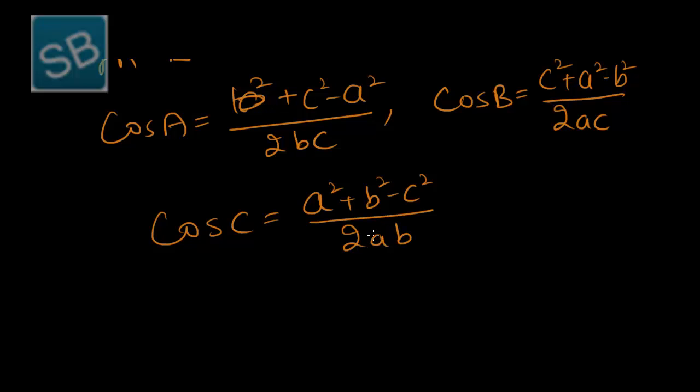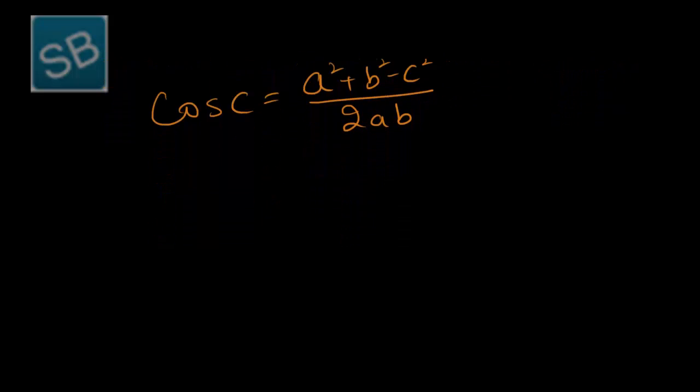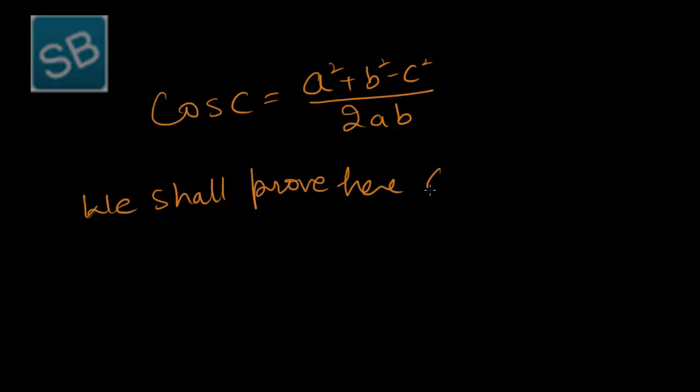So we have to derive these cosine rules. We will prove only the first rule, and the other rules will be proved similarly. So we shall prove here cos A is equal to (b² + c² − a²) over 2bc.